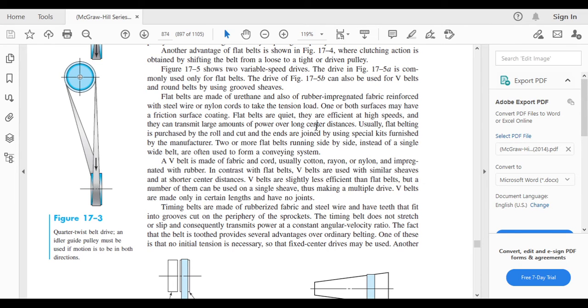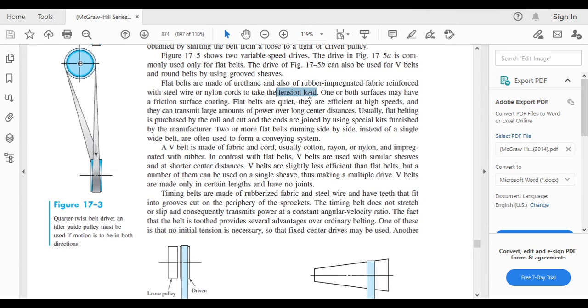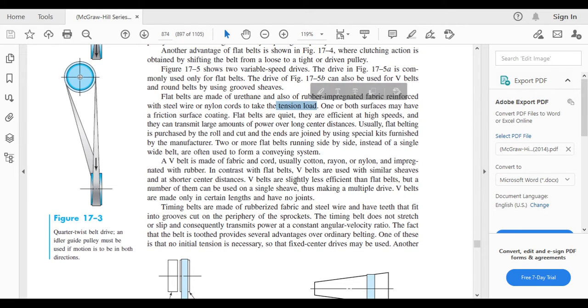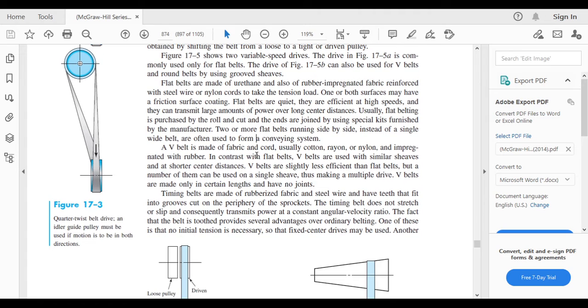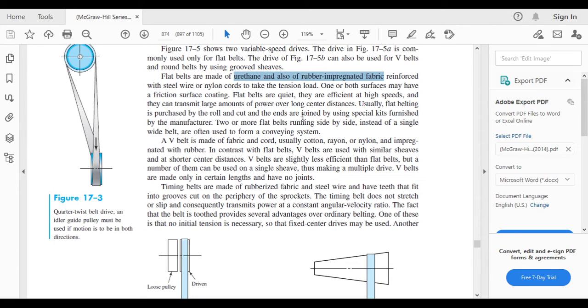Okay, we focus on the tension load. In mechanical engineering, we focus on the tension load. We do not focus more on the material; let your friends in material school think about it. We focus on the tension load. What is the tension load?